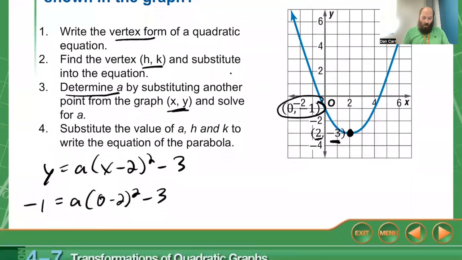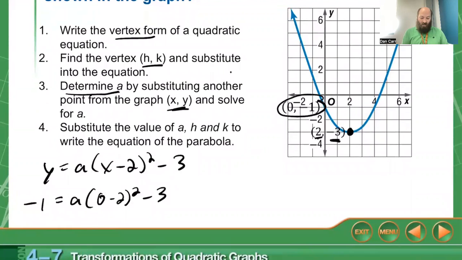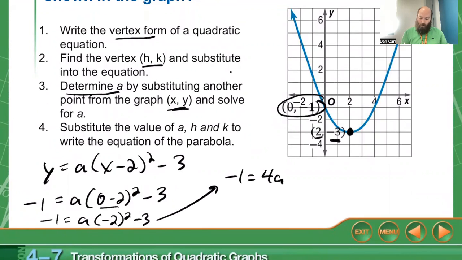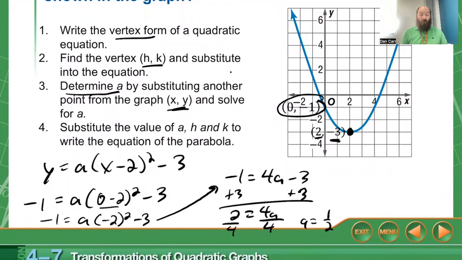All right, so if I go through my order of operations, I'm going to take care of 0 minus 2 here. So that'll be (-2) squared and then minus 3. So we've got -1 is equal to (-2) squared, which gives me +4a, minus 3. We'll add 3 to both sides. So that's going to give me +2 equals 4a. And then divide by 4, and I get the fraction for a is 1/2.